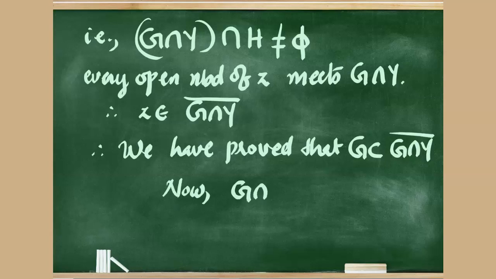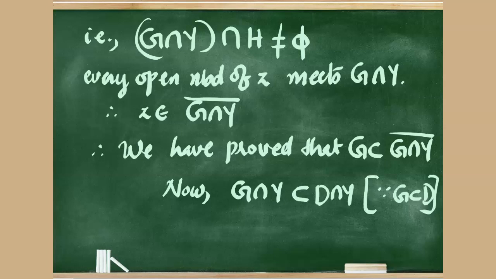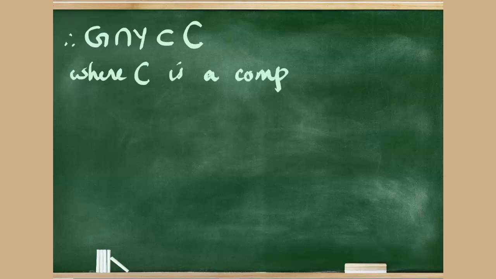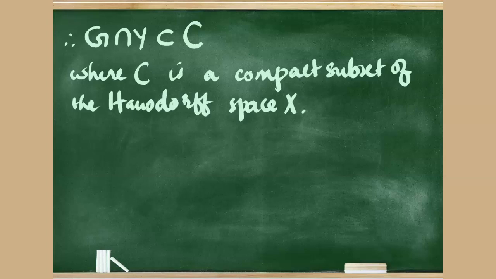Now, G intersection Y is a subset of D intersection Y since G is contained in D. Since we had defined G as the interior of D, G will be a subset of D. But we know that D intersection Y is equal to C. Thus, we have obtained that G intersection Y is a subset of C, where C is a compact subset of the Hausdorff space X. Therefore, C is closed in X.